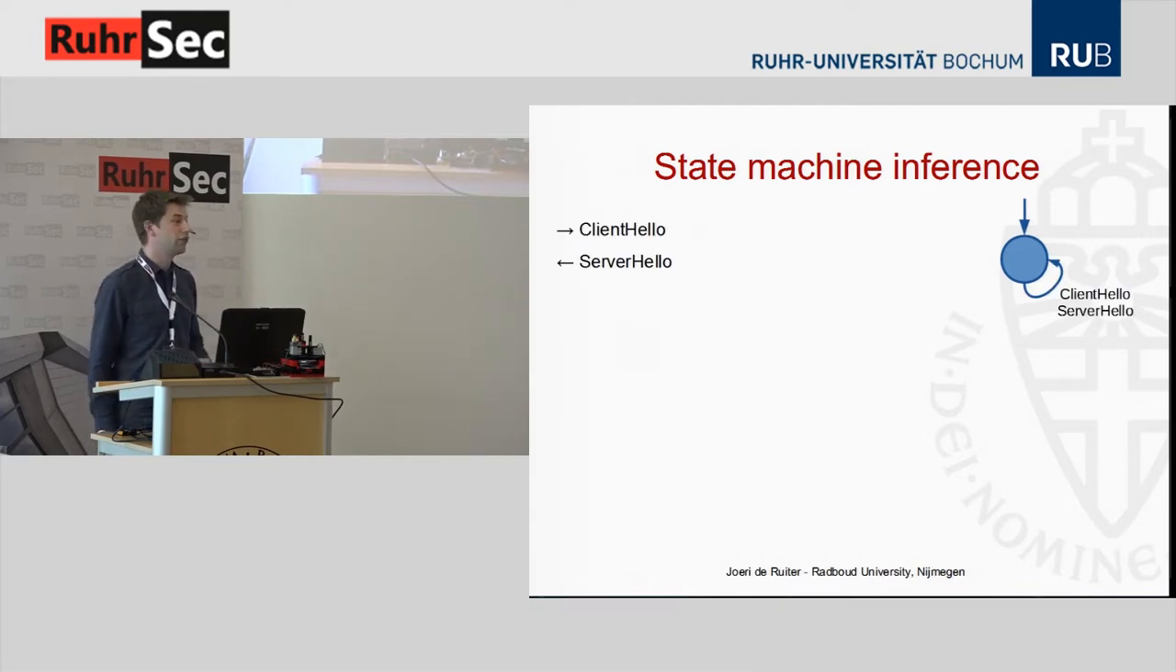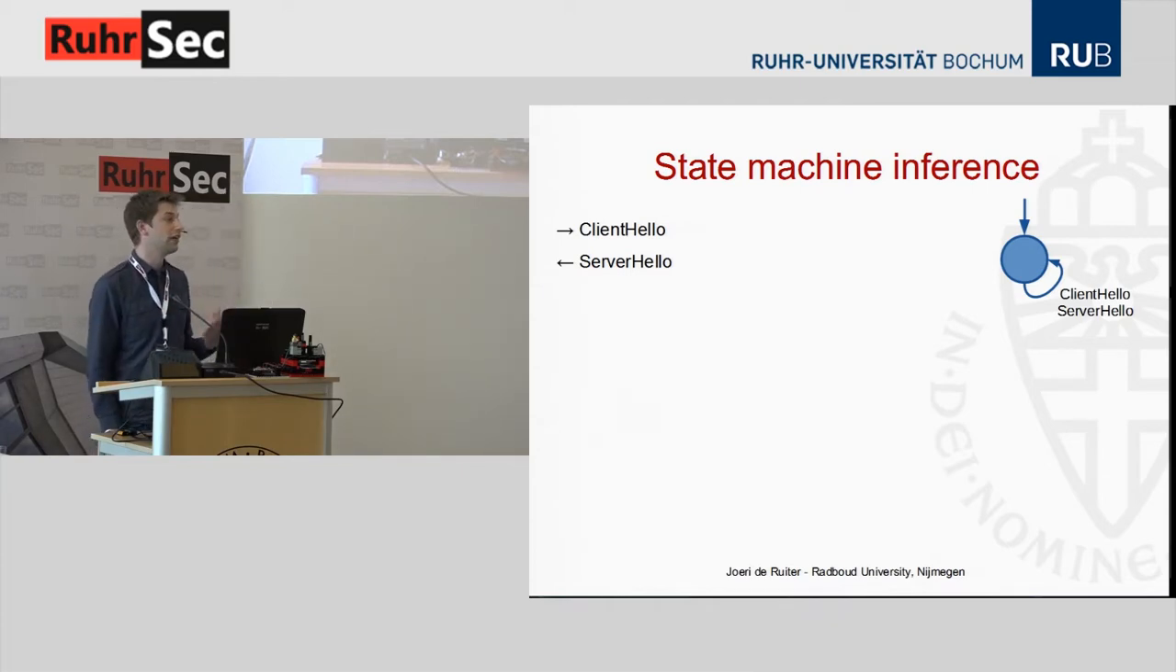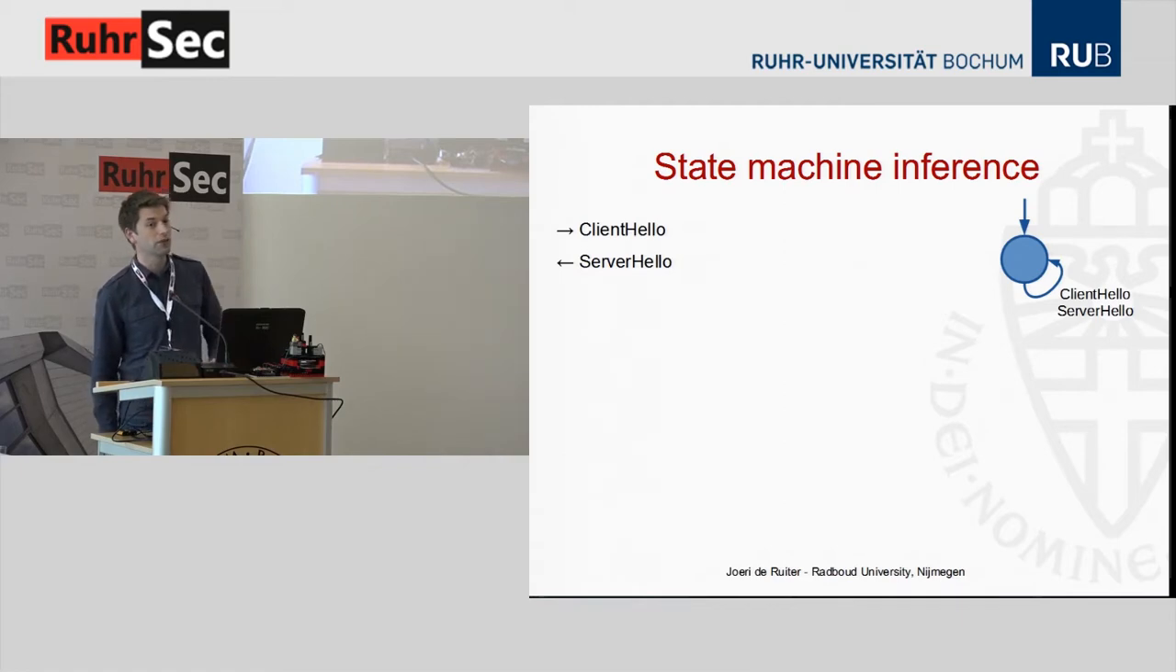So we start by sending just a single message to this system. This is an example for TLS. So we send a client hello message to the system, and we see that the server responds with a server hello message. So we update our hypothesis. We add a self loop saying that if we send a client hello message, then the server will always respond with a server hello message, and we stay in the same state.